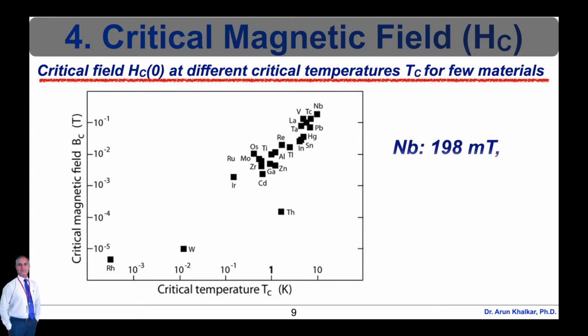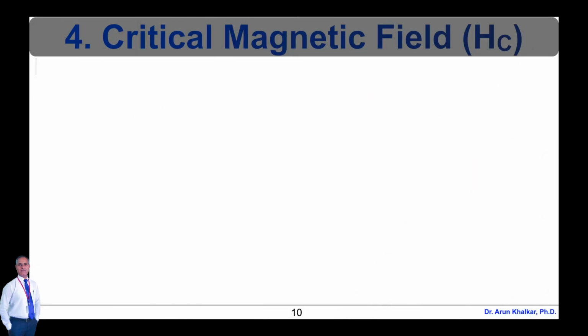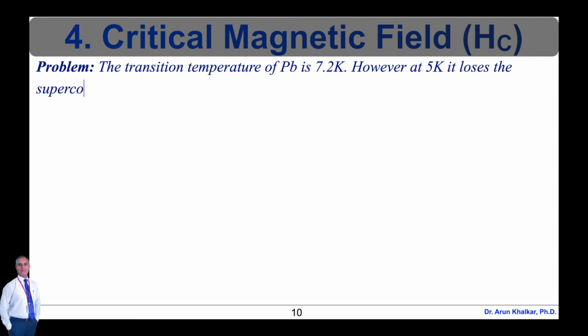This graph shows critical magnetic fields for a few materials, in which the critical field HC0 is shown at different critical temperatures Tc. For example, niobium 198 millitesla, lead 80.3 millitesla, and tin 30.9 millitesla are shown in this graph. Based on critical magnetic field, let's see one numerical.